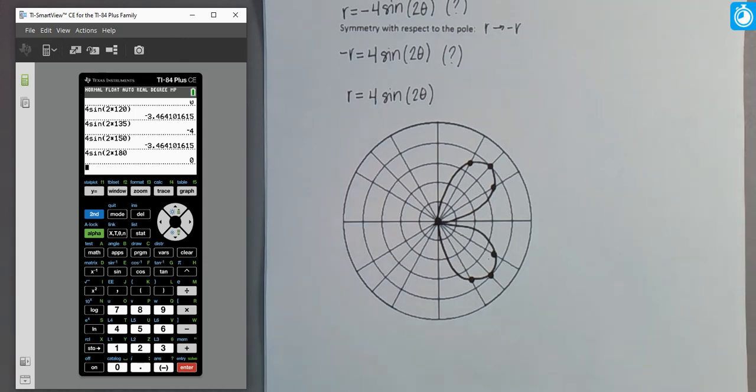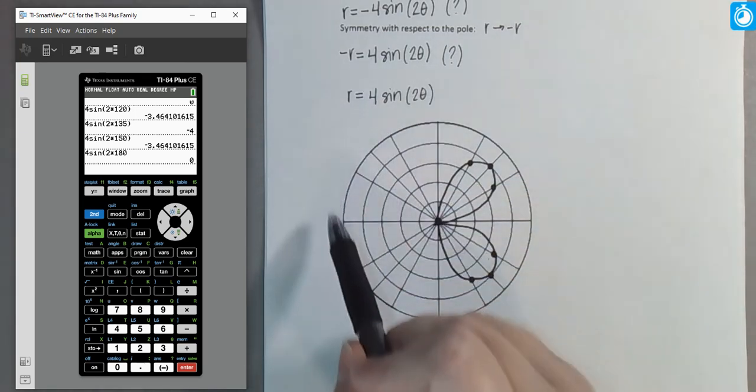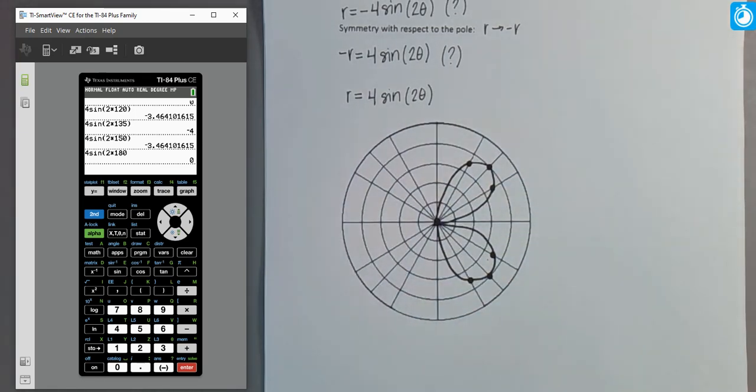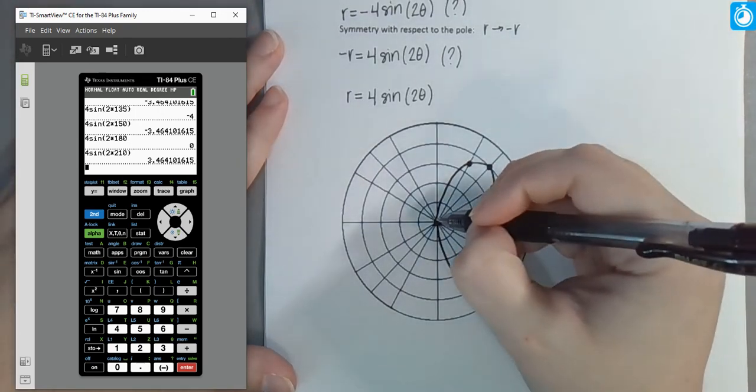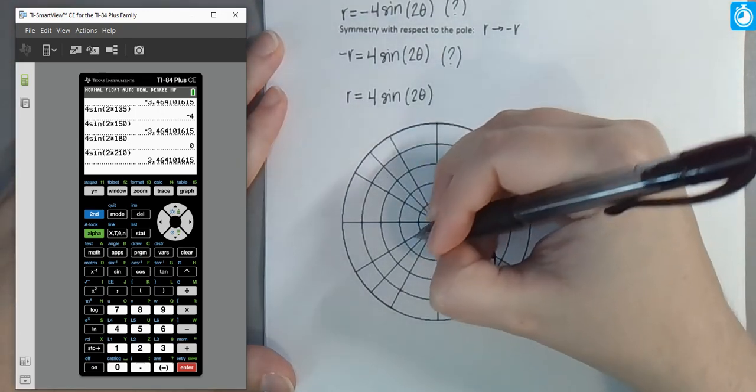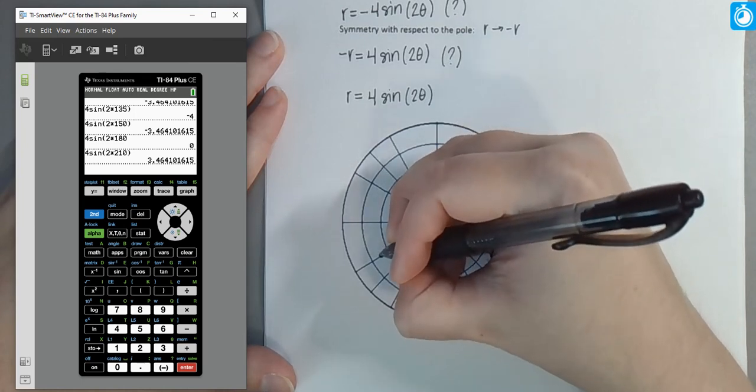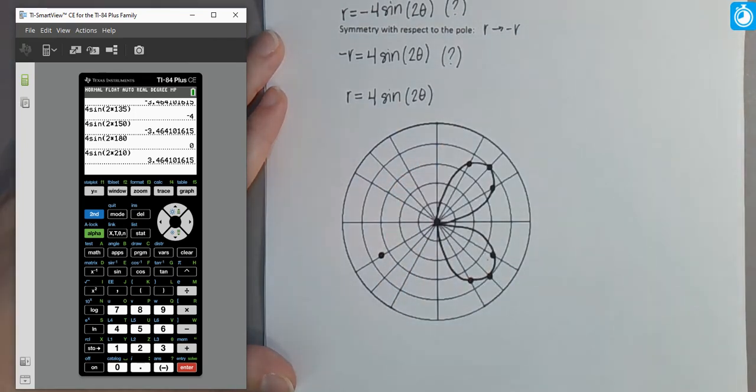So let's plot a couple more points, and then we'll just use the symmetry we're seeing in order to finish it out, because you're going to notice the same kind of pattern occurring. So once we get to 180, now we're at 210. So 4 times the sine of 2 times 210. And that's going to give us 3.5 roughly. So again, seeing that repeated value. So at 210 we're at 1, 2, 3, 3.5. And then 4 times the sine of 2 times 225. We're at 4.